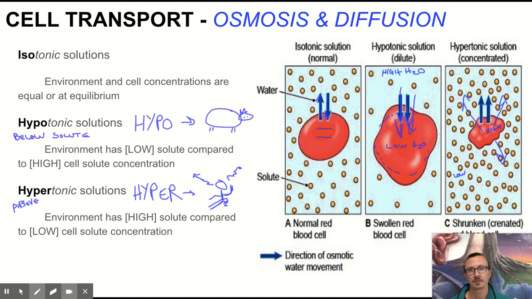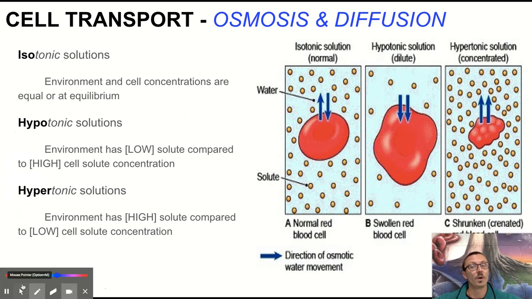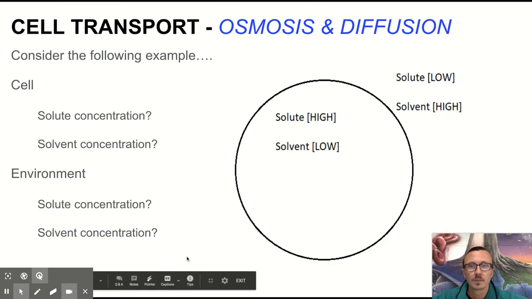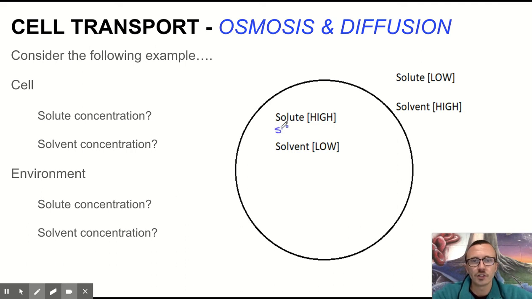Let's take a look at a few examples and let's see if you can figure out what's going to happen. So here we have a cell. And we need to figure out what's going to happen. Okay, so solute, anytime you see that, just think sugar or salt.